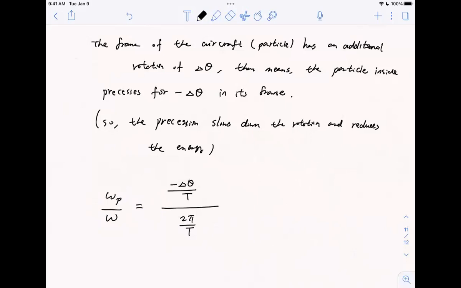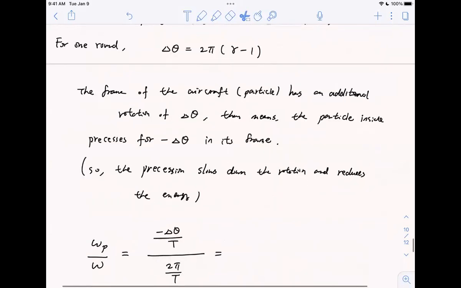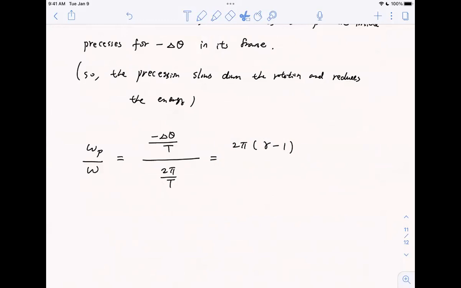So you make one round, you spend T. But every round, there's a precession in the opposite direction. So that is negative delta theta over T. So the T will cancel. And then this one is this. Copy. And then you have a 2 pi negative. So the precession frequency will have a reduction of this one.